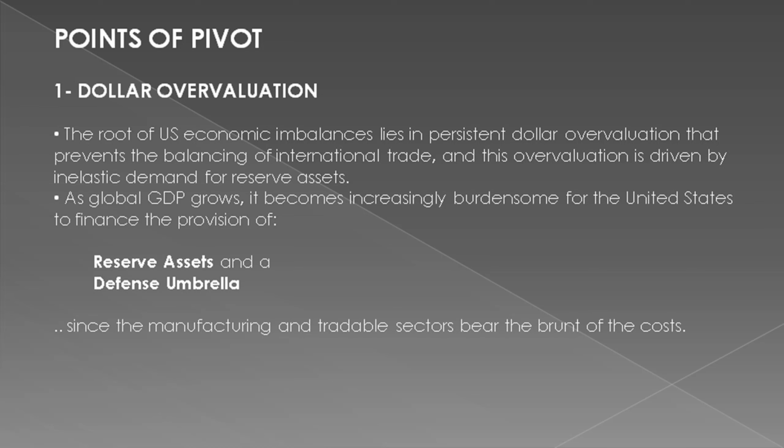The root of U.S. economic imbalances lies in persistent dollar overvaluation that prevents the balancing of international trade, and this overvaluation is driven by inelastic demand for reserve assets. As global GDP grows, it becomes increasingly burdensome for the United States to finance the provisions of two things, one being the global reserve asset, and two being the global defense umbrella.